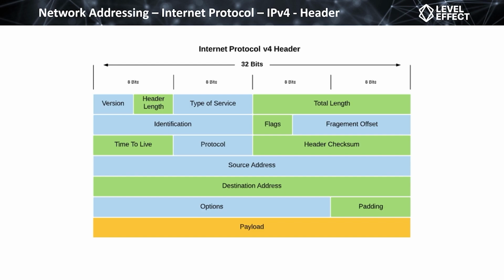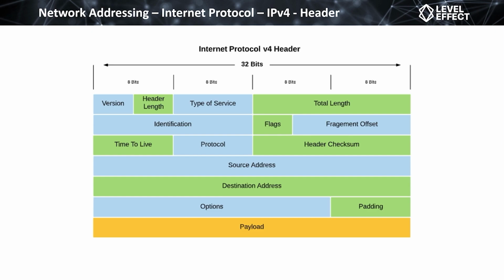The type of service field is used for somewhat quality of service. It informs the router how to process this packet based on priority, and over the years it's been modified and used for various means, but in general respects it's used for quality of service and prioritization of packet processing.